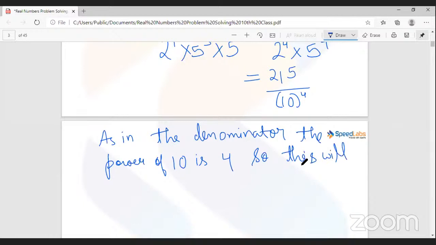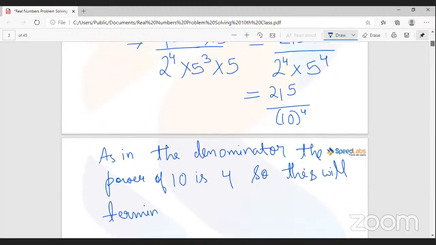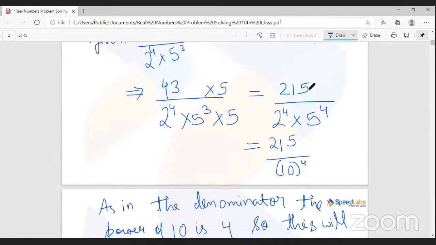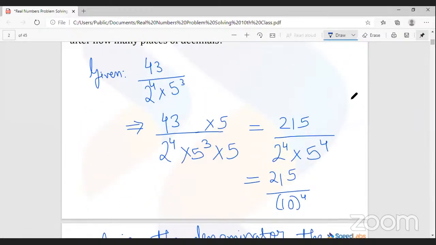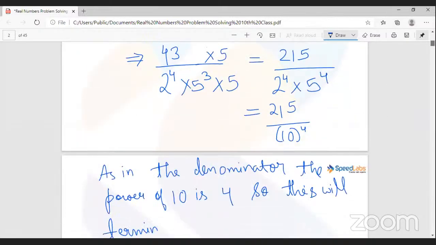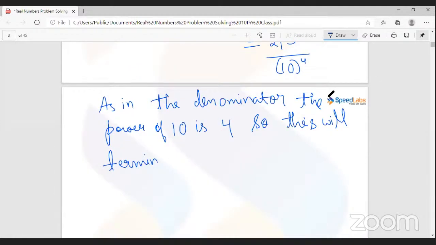So, ma'am, we always have to bring the denominator in the form of 10. Yes, you have to bring the denominator in the form of 10. That is why we are multiplying 5 in the numerator and 5 in the denominator. Ma'am, is there any other way we can do this? This is the expected way and the formal way, so it is expected from you also to do it this way only. Okay, ma'am.